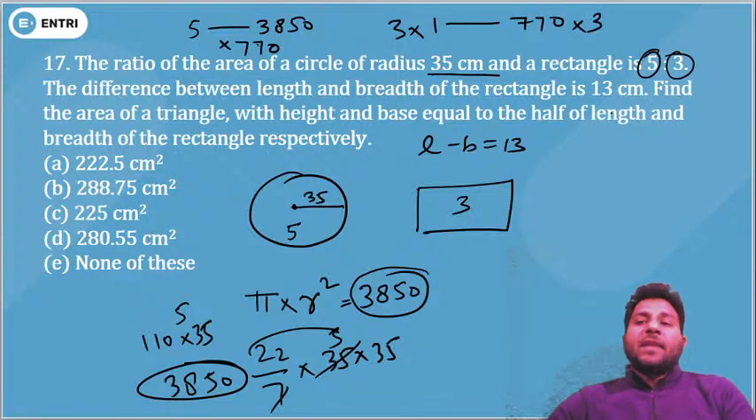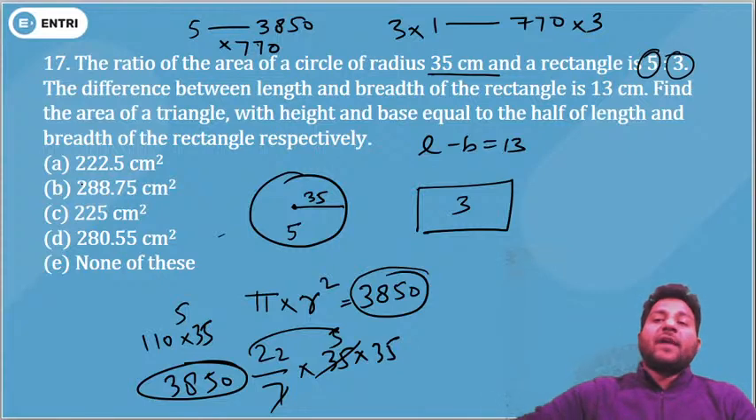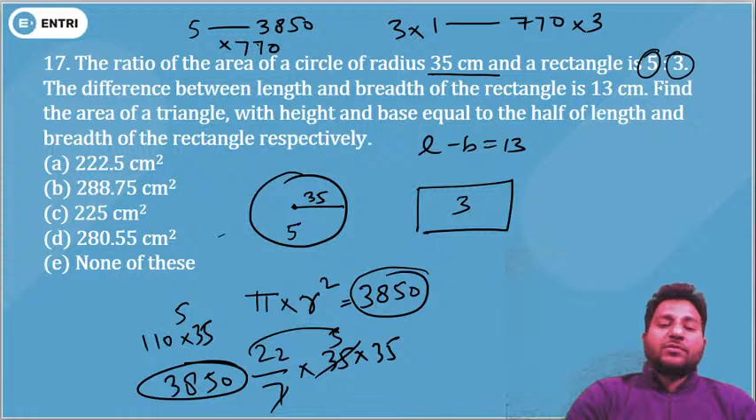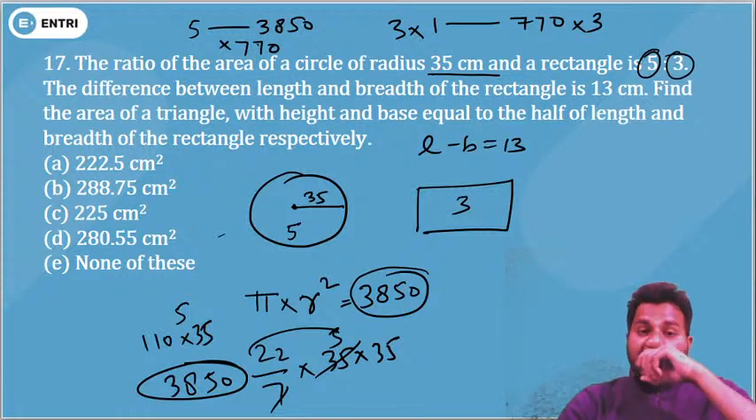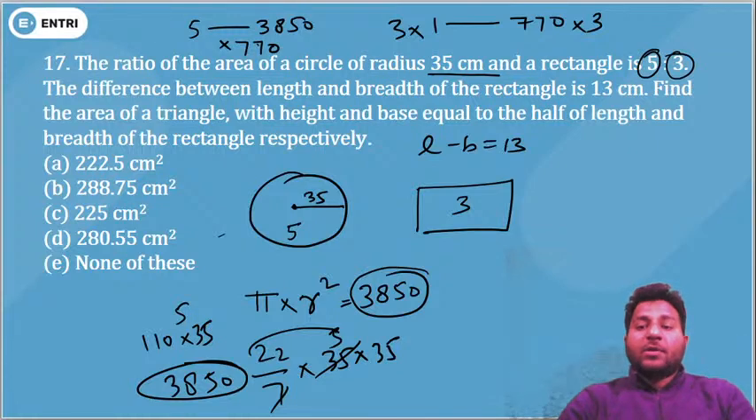Okay. Now the difference between the length and breadth of the rectangle has been given. So you need to find the, it is a bit of a lengthy question. So how are you going to solve this one? Tell me. You can use hit and trial as well, because first you need to find the relation between these two values. Then you can figure out all the things.